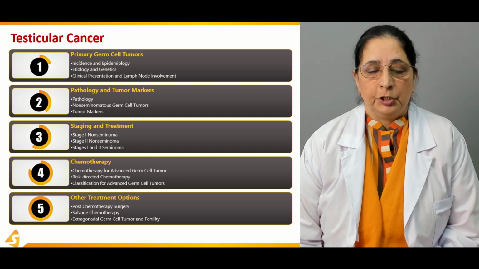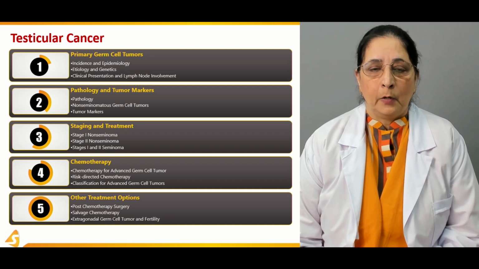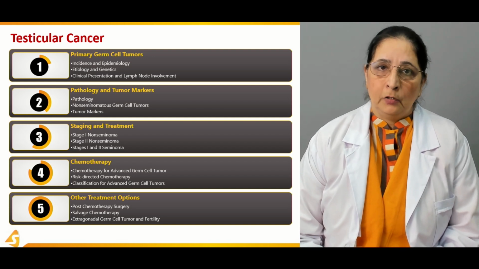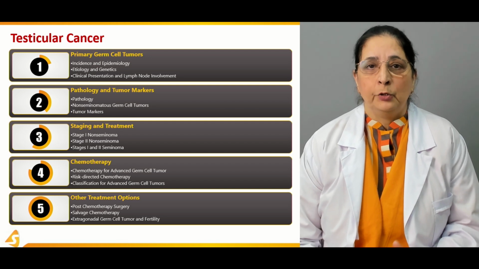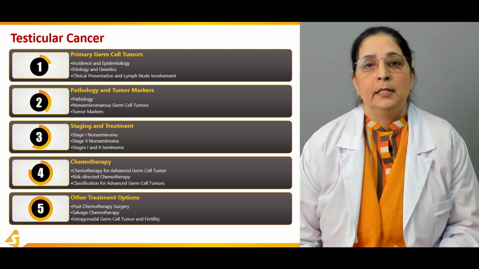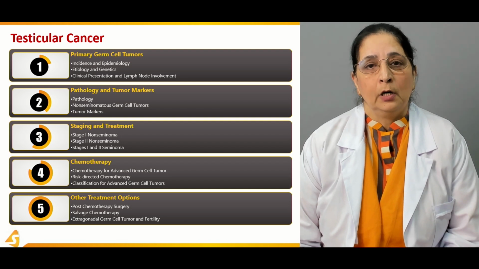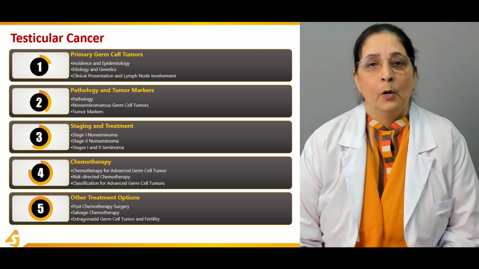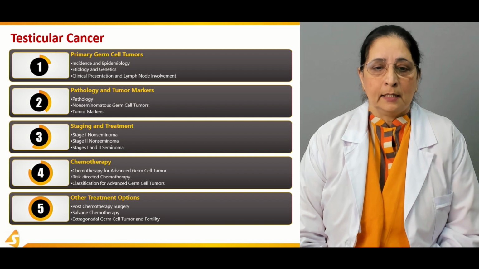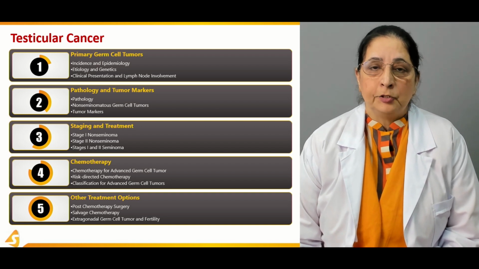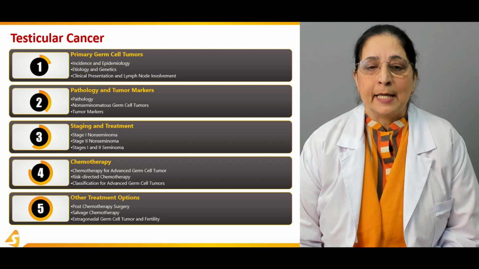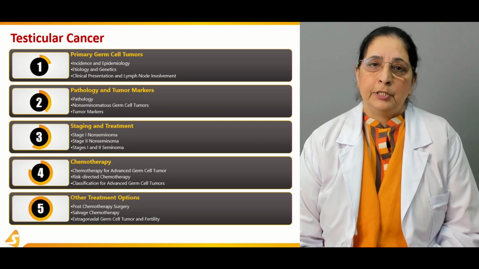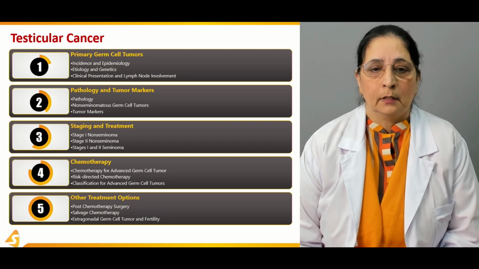Then in the second section of our lecture, we will talk about the pathology of the testicular cancer. And pathology, as I always mention, patho is the disease and ology is the study. So pathology, we will talk about the disease process of the testicular cancer, or how it develops, what are the abnormalities in the testicular cancer. And also we will talk about non-seminomatous type of germ cell tumors and the tumor markers which are important in the testicular cancer.